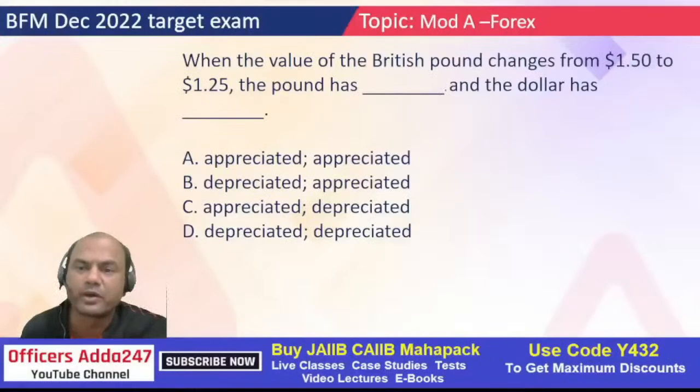When the value of the British pound changes from 1.5 to 1.25, the pound has dash and the dollar has dash.